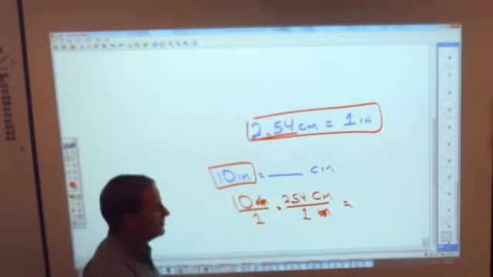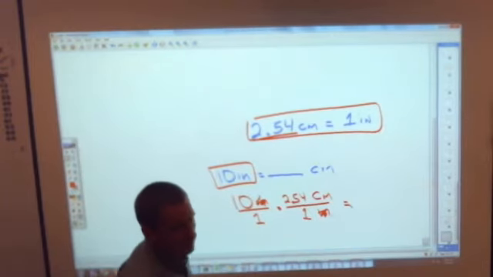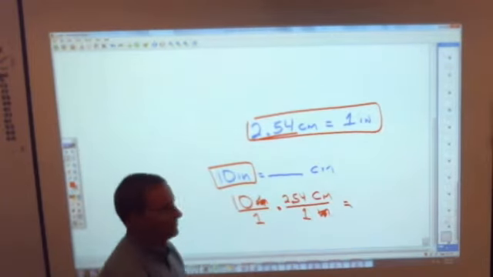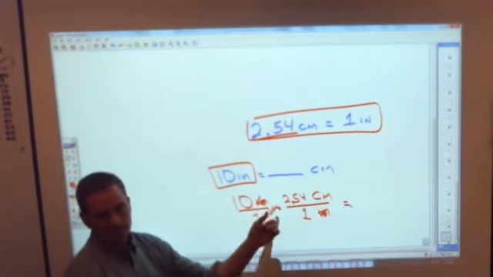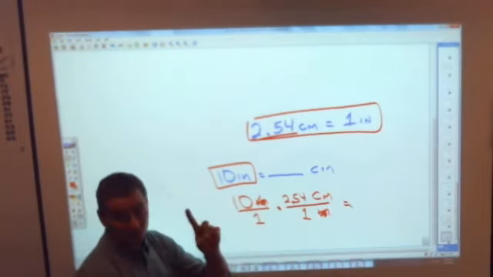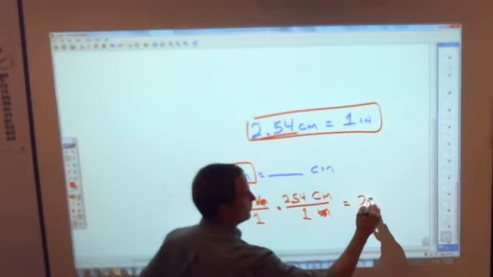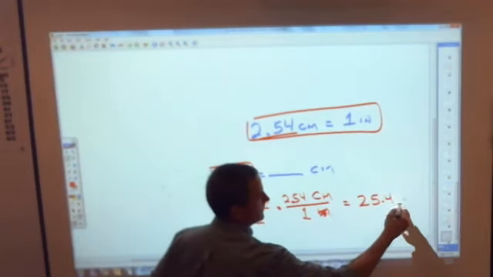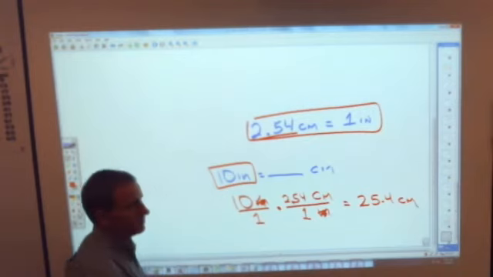No, that is an incorrect statement. 2.54 and 2.540 are the exact same thing. This times this is 25.1. Move the decimal one place. It is 25.4 centimeters. Now let's flip that over.